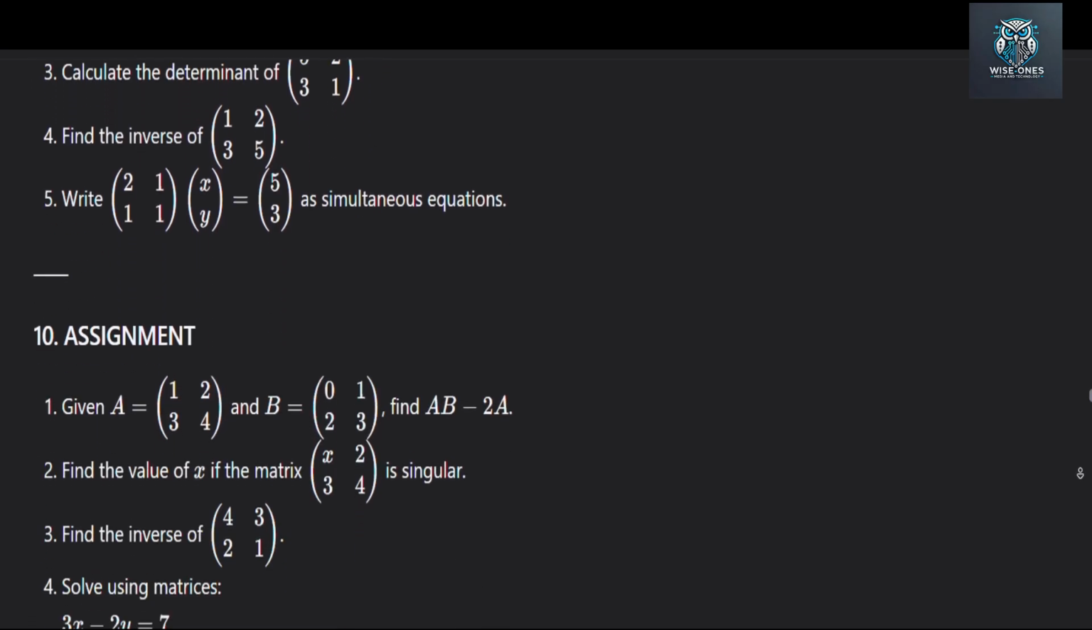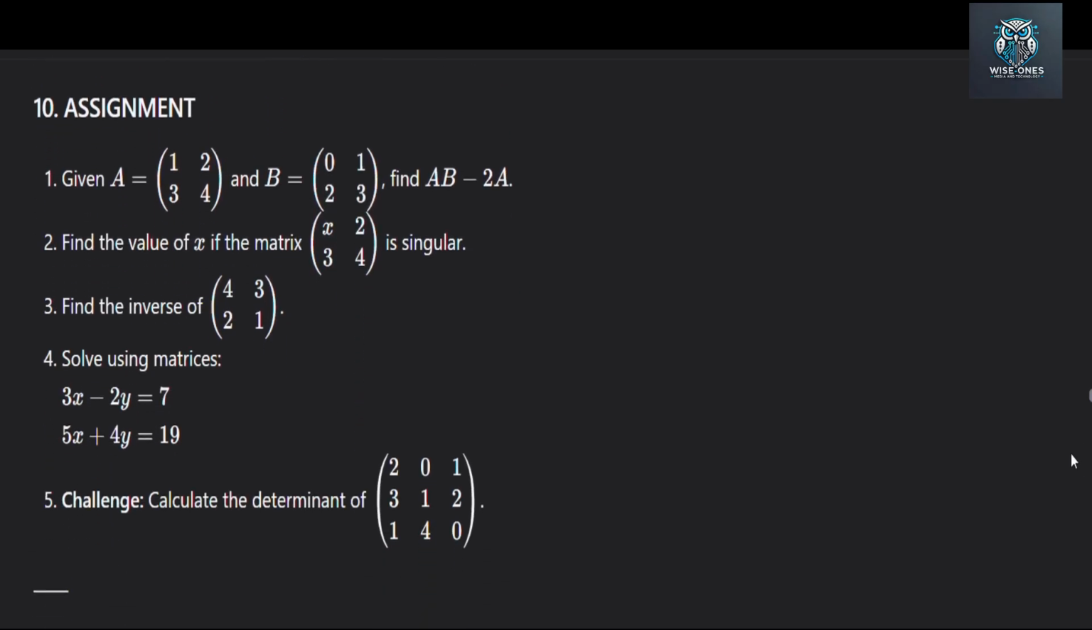Section 10. Please do these at home. Question 1. Given A equals a matrix with first row 1, 2, second row 3, 4, and B equals a matrix with first row 0, 1, second row 2, 3. Find B minus 2A. Question 2. Find the value of X if the matrix with first row X, 2, second row 3, 4 is singular. Question 3. Find the inverse of a matrix with first row 4, 3, second row 2, 1.